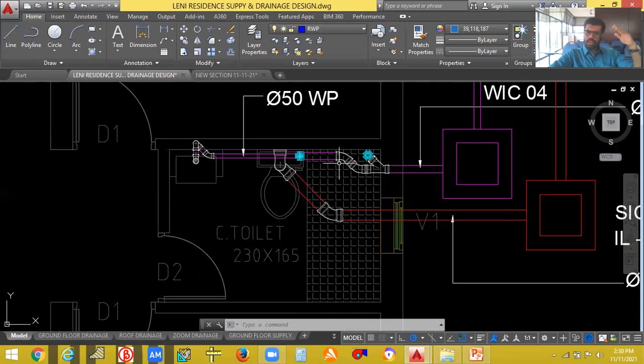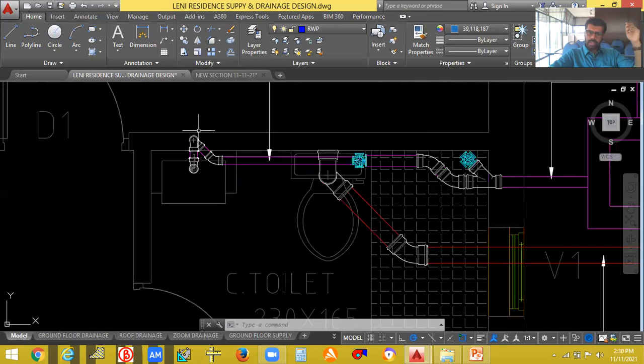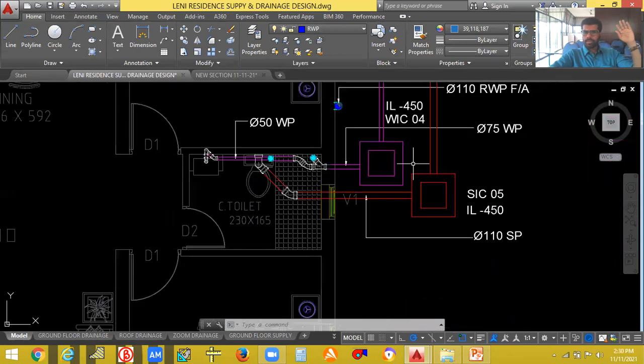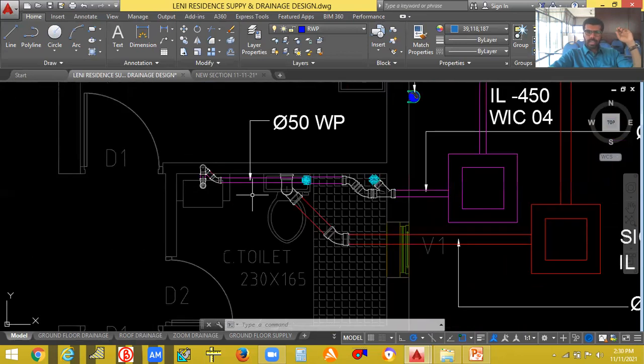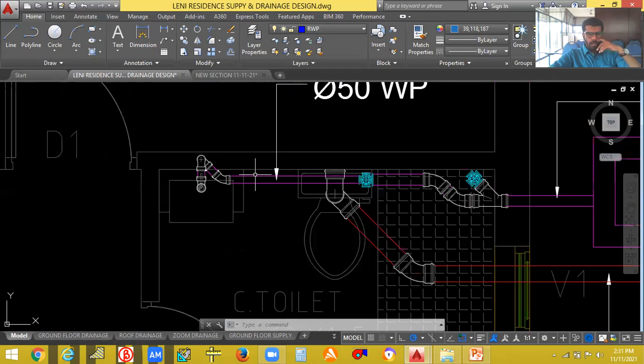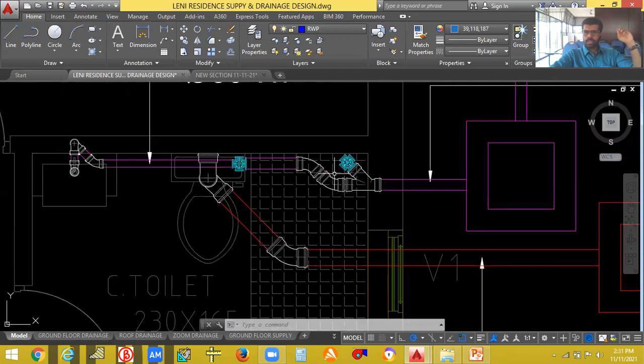So normally the toilet will be divided into one dry area and one wet area. So the drain pipe from the wash basin will be taken to the floor trap. So whatever it may be, you don't connect directly to this manhole. Initially you have to take it to the floor trap. Then from the floor trap only you will be going back to the manhole.